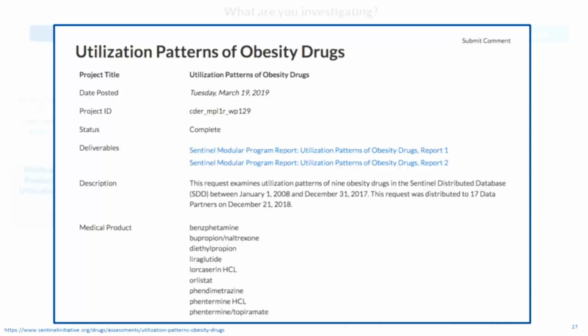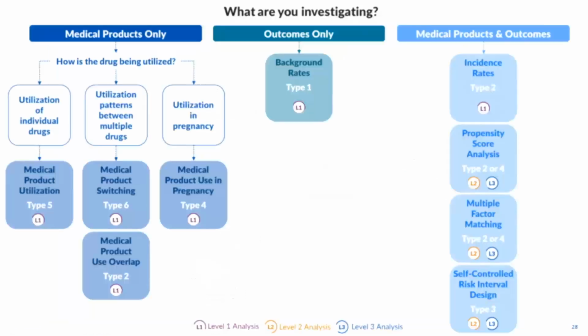And so here is a utilization query related to particular obesity drugs. You can see the list of the medical products there, and you can check out this query at your leisure to see what the outputs look like and what kind of information we have in the database.